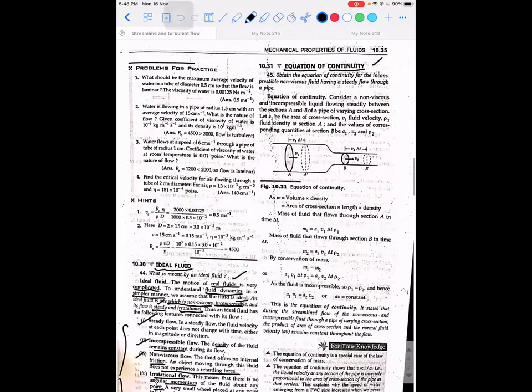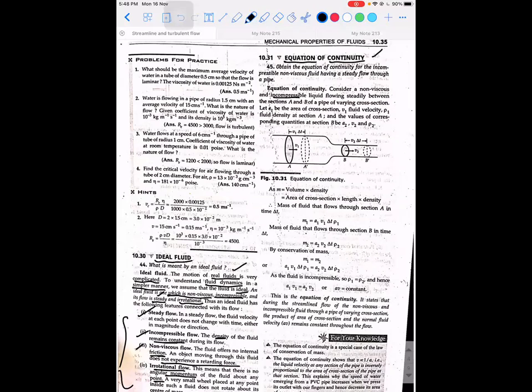Now listen. We will consider a non-viscous and incompressible fluid flowing steadily between the sections A and B of a pipe of varying cross-section. Here the cross-section of the pipe is not constant. So this is the pipe they are trying to talk about. In this pipe, there is a varying cross-section. Liquid is flowing through it, from left to right.